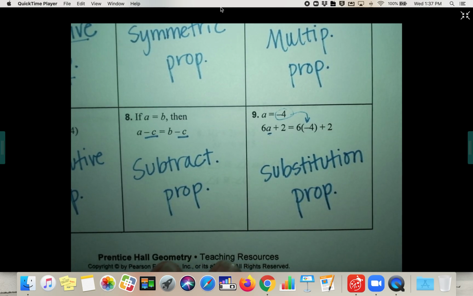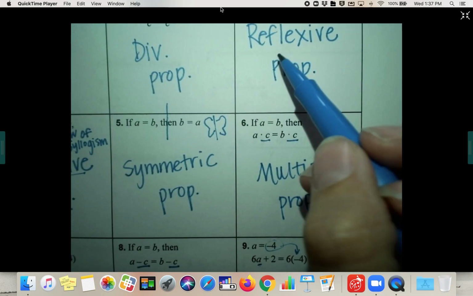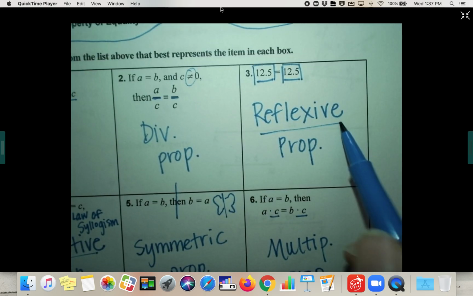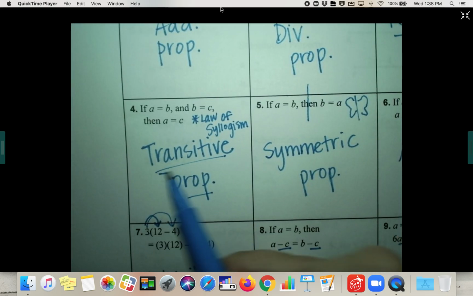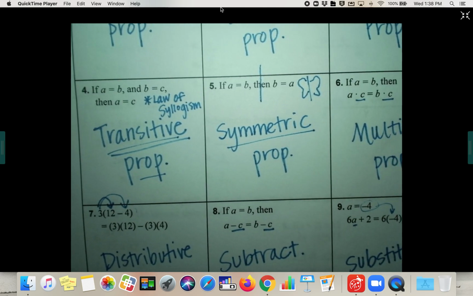Okay, you may reference this sheet during all of your work today. I would need to, especially because reflexive is new. Transitive is that law of syllogism, but it's new. Symmetric is new, even though it's an obvious one.